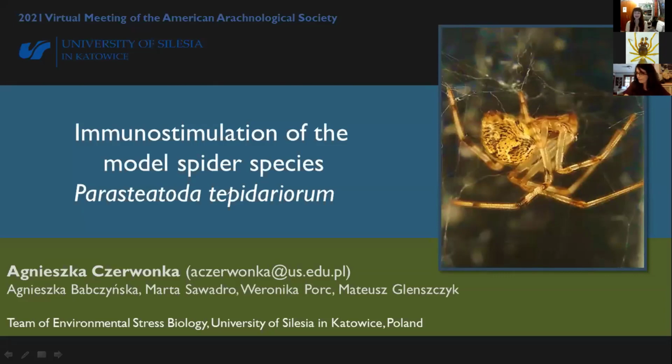Okay, thank you. All right, so my name is Agnieszka Czerwonka. I am from the University of Silesia in Katowice in Poland. I am a member of the team of environmental stress biology at our university. And today I'd like to present our newest project, which is immunostimulation of the model spider species Parasteatoda tepidariorum.